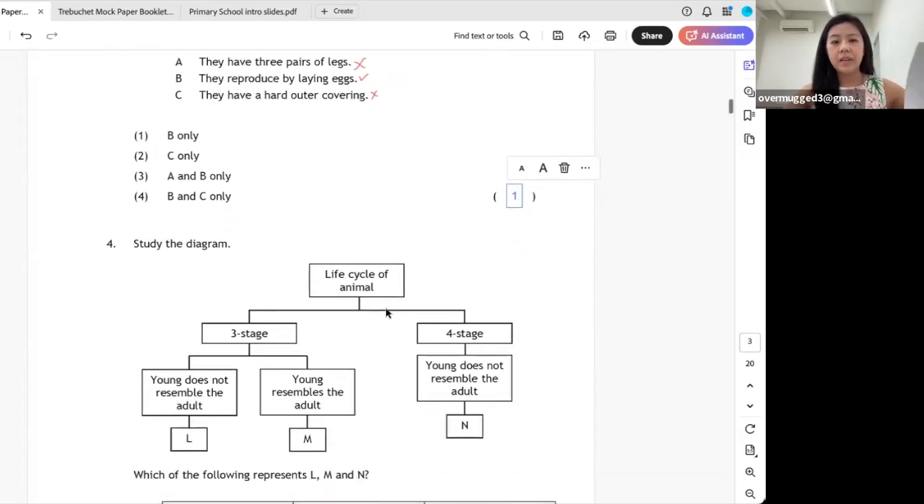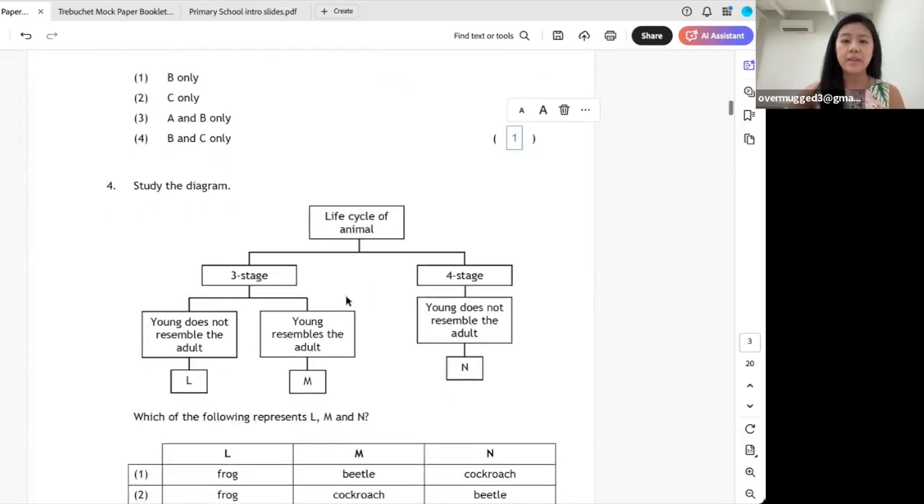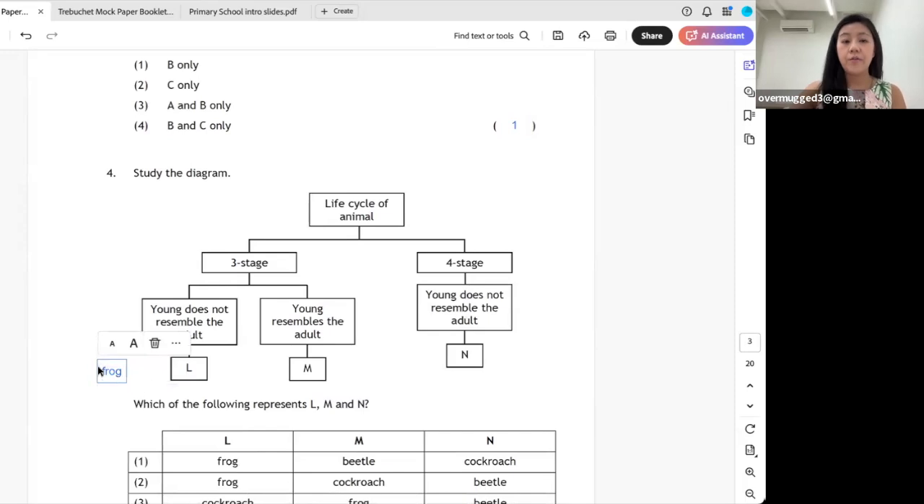Okay. Now let's move on to question 4, where there is a classification diagram. So we've got a life cycle of animal that's split into 3 stage, 4 stage. Under the 3 stage, you will have animals that have the young that doesn't resemble the adult, or the young that resembles the adult. Okay. For 4 stage life cycle, you have learned all of them will have young that doesn't resemble the adult. Okay. So if you recap on some of the life cycles that you have learned, okay, for 3 stage life cycle, where the young doesn't resemble the adult, you will have frogs, right? Because the young of a frog is a tadpole, and the tadpole looks nothing like the adult.